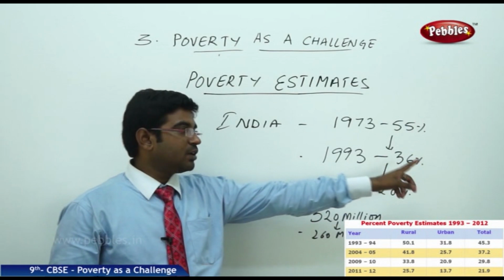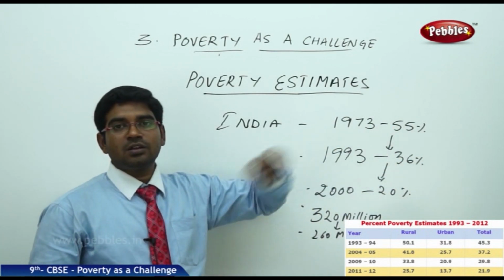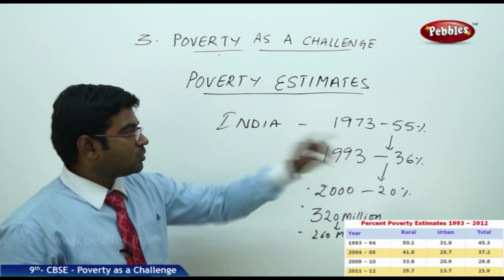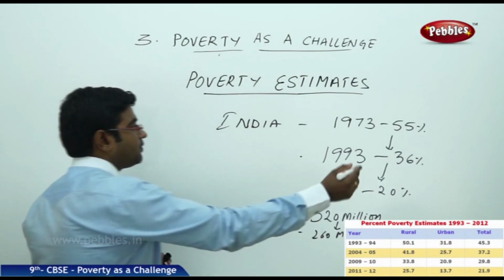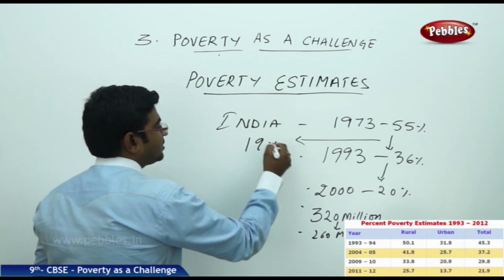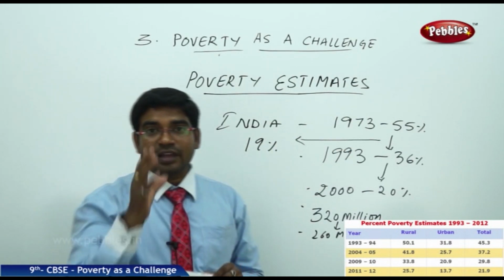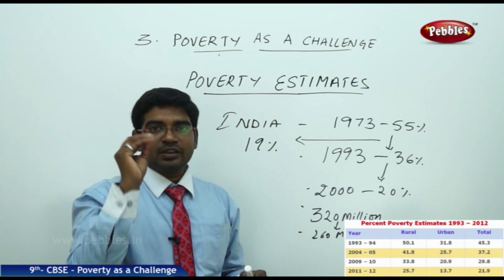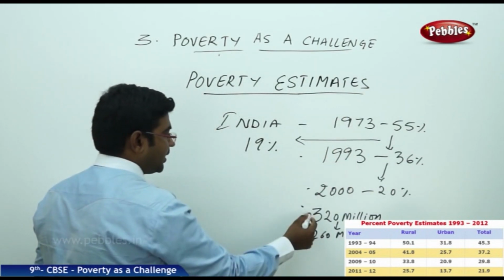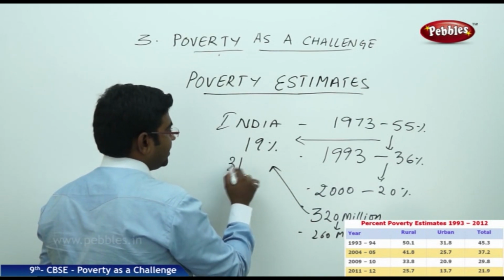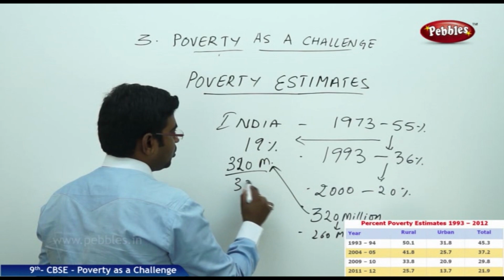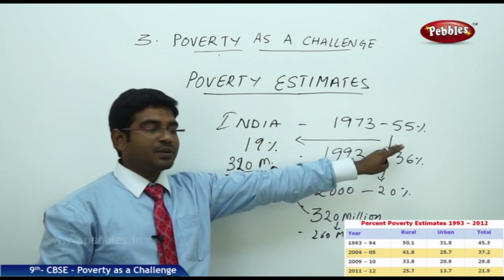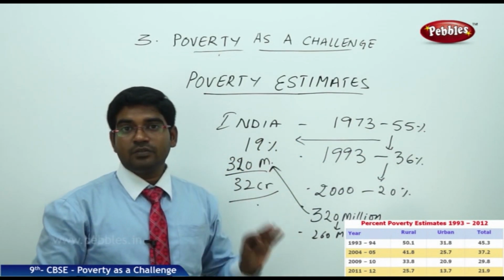In 1973, the figure was 55% of people still suffering with poverty. As the years passed, in 1993, it came down to 36%, which means there was a drop of nearly 19% in the 2 decades. But the stunning factor is that the population coming under the category of poverty during these 2 decades was 320 million, which means 32 crores. When we look at the statistics, it is 55% to 36%, that is 19% down, as we can see here.